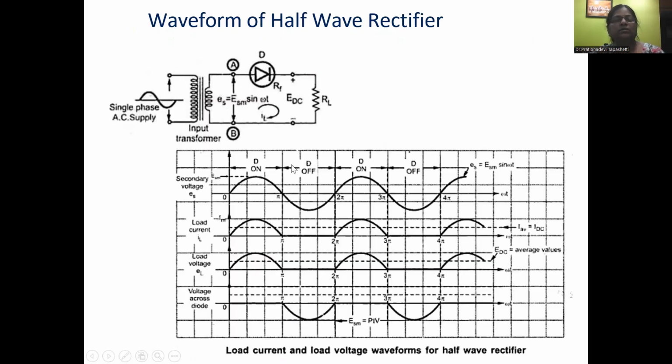The circuit actions are converted into the waveforms. So you can see here during the positive half cycle, the output is a positive half cycle, load current as well as load voltage. And during the negative half cycle, load current as well as load voltage both are 0. And the last waveform is here PIV. PIV stands for peak inverse voltage. That is the voltage across the diode when the diode does not conduct. That is here equal to Vm.